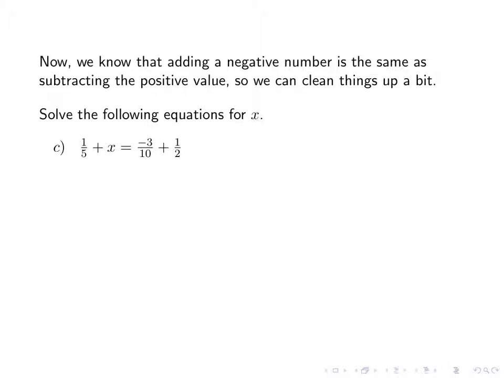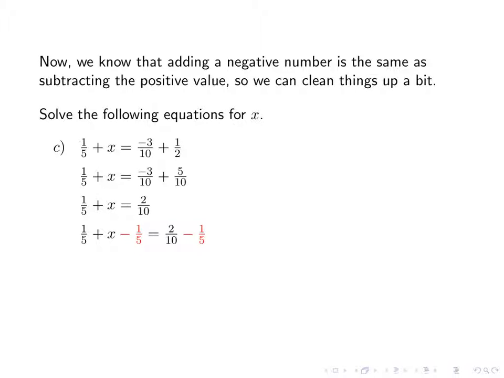Now the left-hand side we can't really do much to, but the right-hand side we can simplify. We can add those 2 things together. In order to do that, we need to have a common denominator. So I'm changing 1/2 to be 5/10. Multiply the top and bottom by 5. And then negative 3/10 plus 5/10 is 2/10.